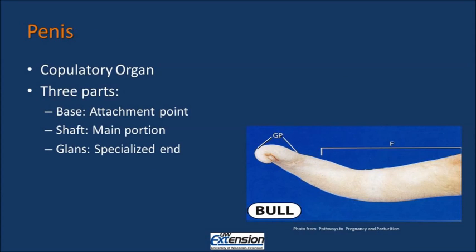The penis is the copulatory organ of the male, and it is composed of three parts: the base, the shaft, and the glans penis. The base is the attachment point, or the point where the penis attaches to the animal's body. The shaft is the main portion and is the long stem portion of the penis. The glans is the specialized end, or the tip of the penis, that is responsible for excitation and ejaculation. It is the stimulation of the glans penis that is the primary factor initiating the mechanism of ejaculation.